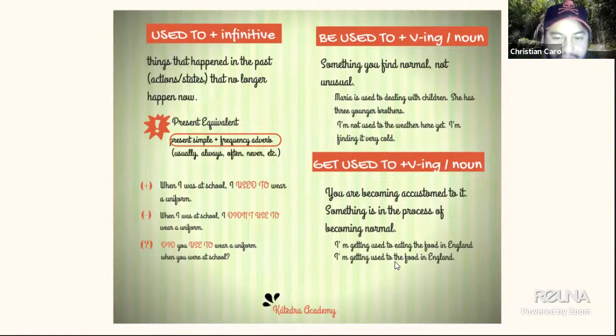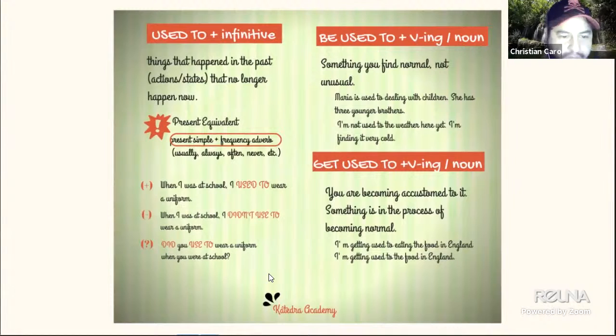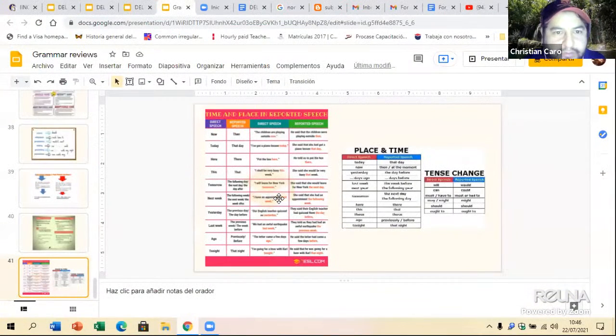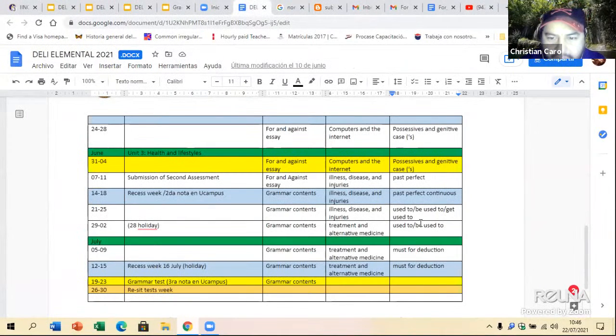So remember, always get used to plus ing or be used to plus ing, used to plus infinitive. Right? Any questions about it? Not a big deal. Okay. Next content that we could review in this case is past perfect continuous and past perfect simple.